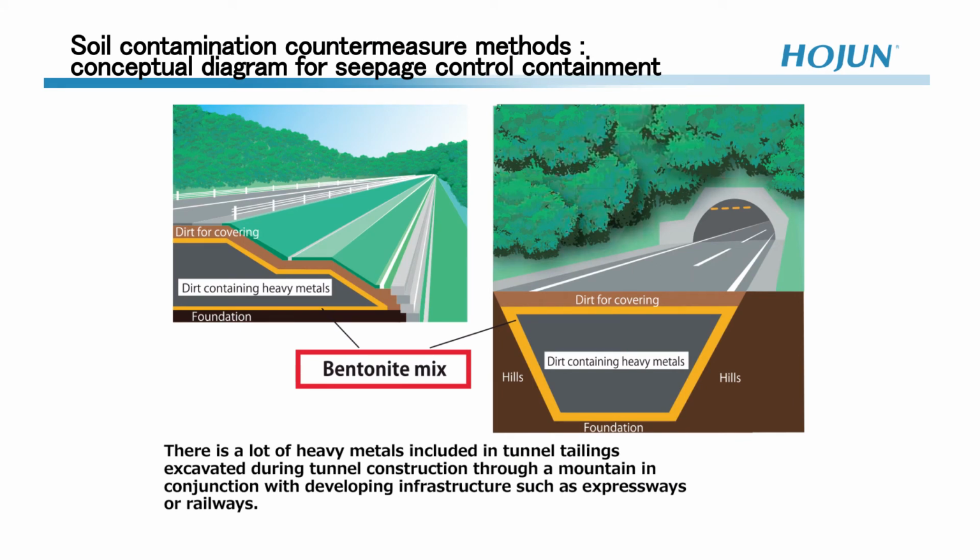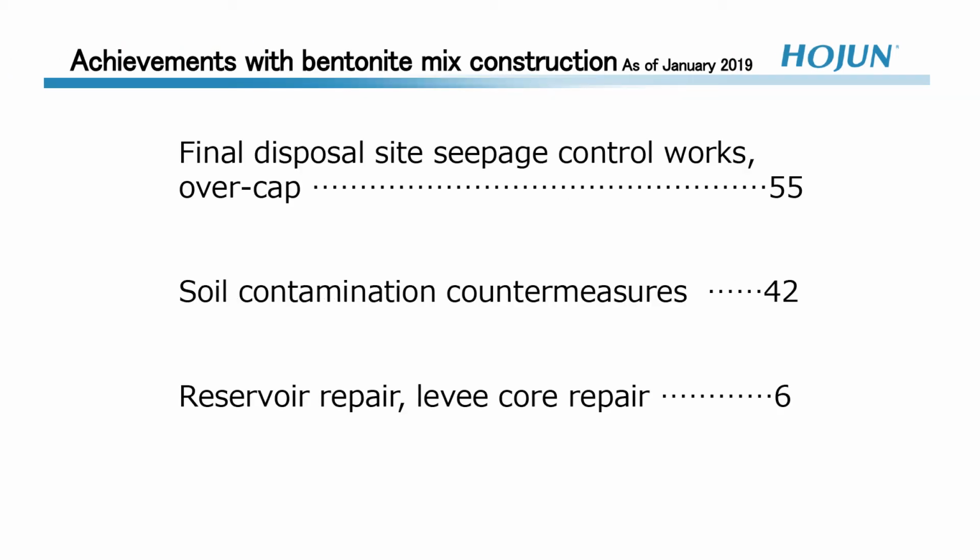Containment for tunnel construction through mountains, where a lot of dirt containing naturally derived heavy metals is generated, using bentonite mix, prevents release of heavy metals and makes possible the beneficial use of the dirt requiring countermeasures as embankment or fill dirt. In recent years, bentonite mix has been utilized as seepage control works for final disposal sites, overcaps, soil contamination countermeasures, reservoir repair, levee core repair, and various other needs.